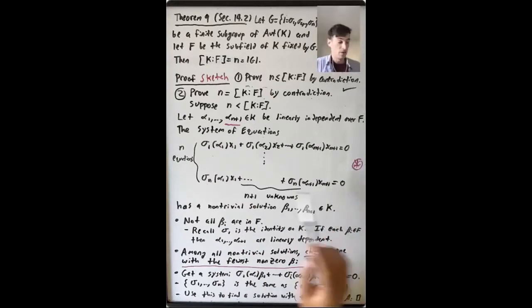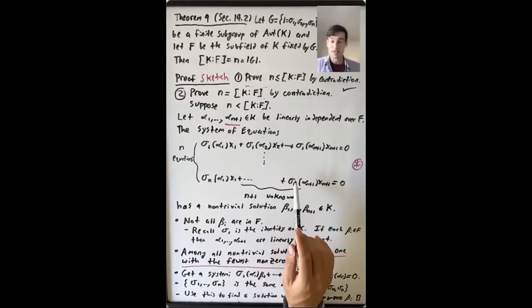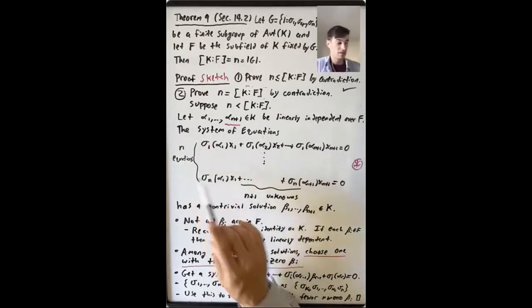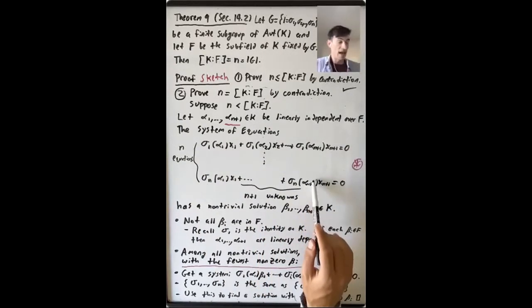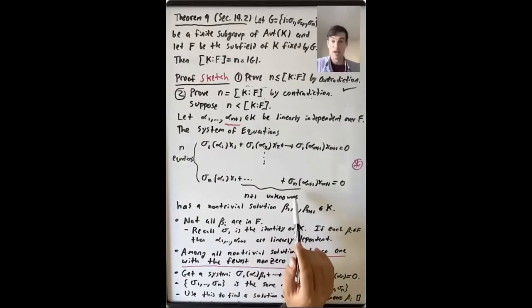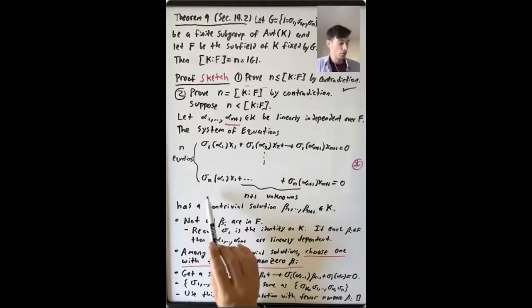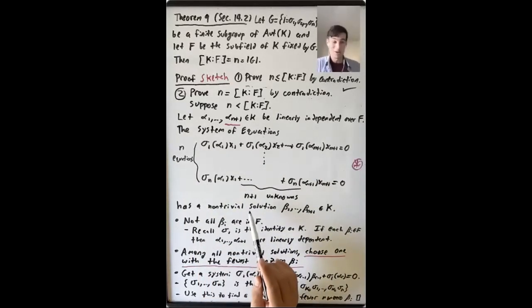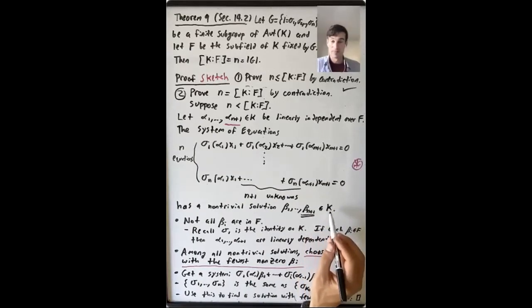So what do we have? We have one equation for each one of these automorphisms, sigma i. So we have n equations. How many unknowns do we have? One for each of these alpha i's, n plus 1 unknowns. So more unknowns than we have equations. So we have, for good linear algebra reasons, a non-trivial solution, beta 1 up through beta n plus 1 in K.